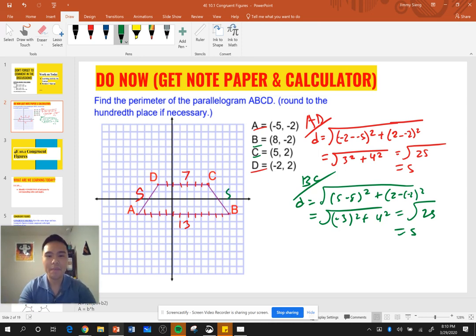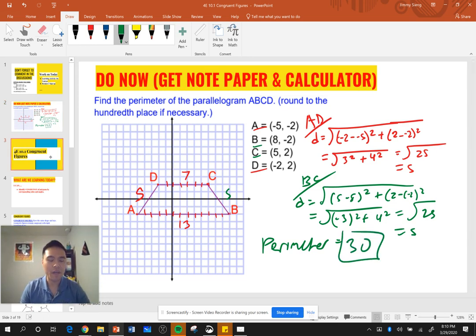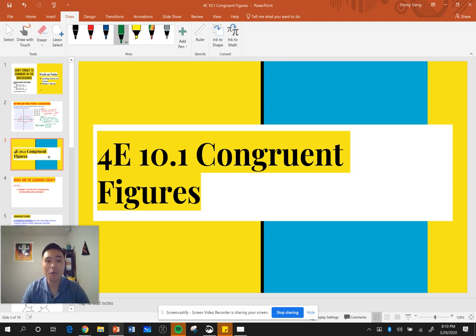Let's add those all up to get the perimeter. My perimeter is going to be 5 plus 5 plus 7 plus 13, that's 30. That's my perimeter, okay? Hopefully that's a good warm-up for y'all. Today we're going to learn about congruent figures. We're going away from area and perimeter, and now we're going to look more into angles and lines, okay?